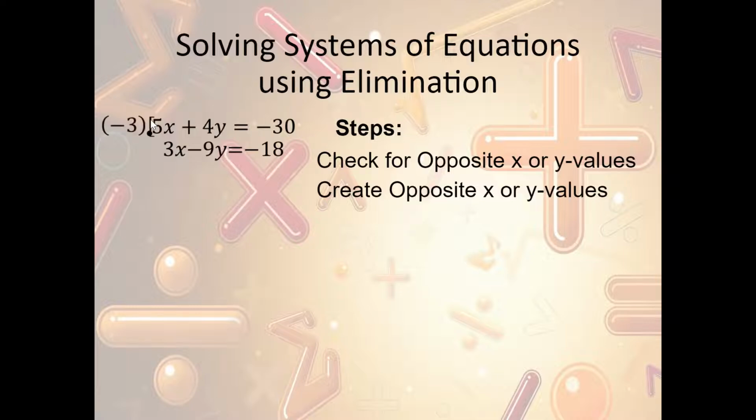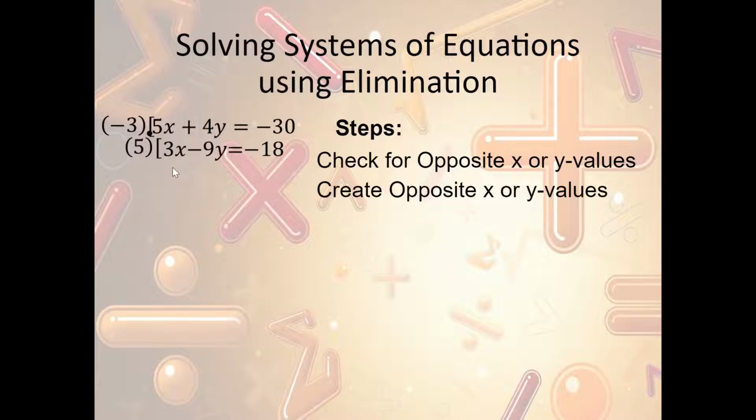And I'm going to multiply the top one by negative 3. That'll give me negative 15. And the bottom one by 5, which gives me positive 15. So now we have a negative 15x and a positive 15x. And then we're going to multiply that times everything here. So negative 3 times 5x, and negative 3 times 4y, and negative 3 times negative 30.